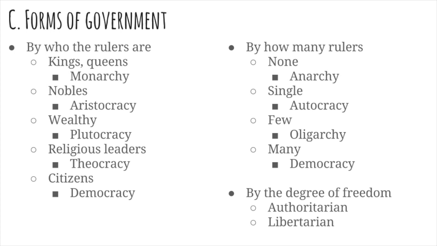There are different types of government. We can kind of divide government by who the rulers are, by how many rulers there are, and by how much freedom there is. Now most of these definitions are listed there for you, but the 2 that I think you should focus on a little bit here are by the degree of freedom. Authoritarian governments tend to have more authority over the people, while libertarian governments tend to provide more liberty to the people. The rest of these are pretty straightforward.